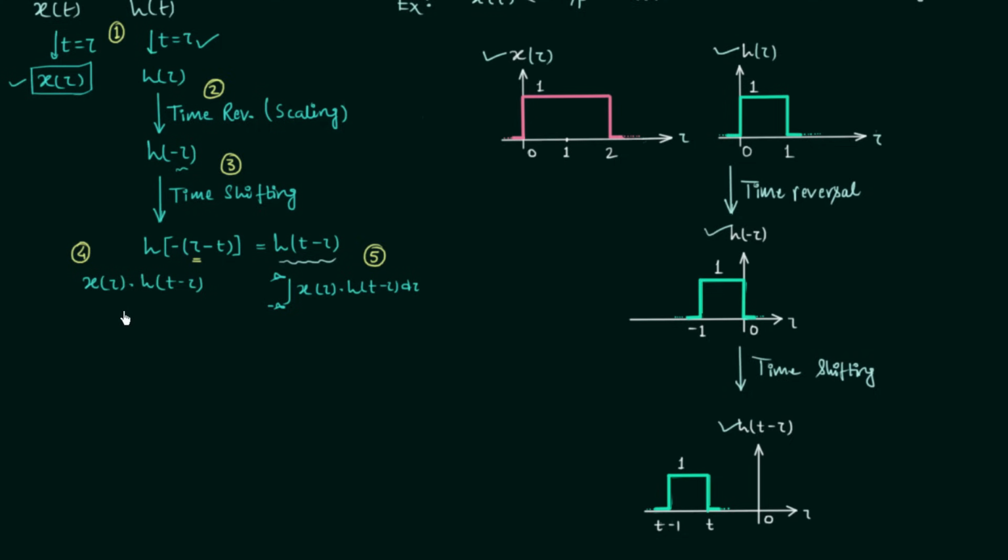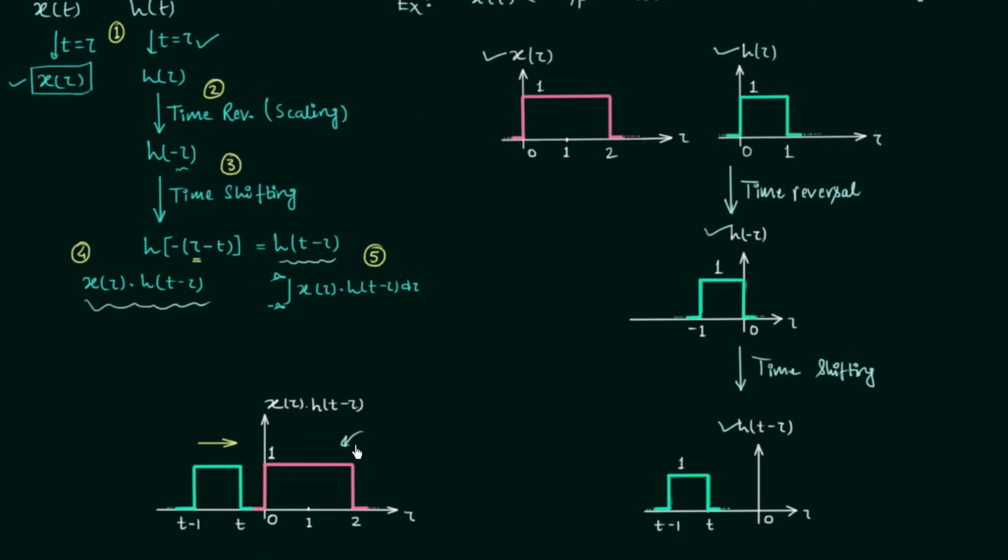We will perform step number 4 and step number 5 multiple times. 1, 2 and 3 are the steps we are required to do one time, but 4 and 5 will repeat more than one time. So let's see how we can calculate the integration by obtaining this multiplication. For this I will make another plot, which is the plot of x(tau) multiplied by h(t minus tau).